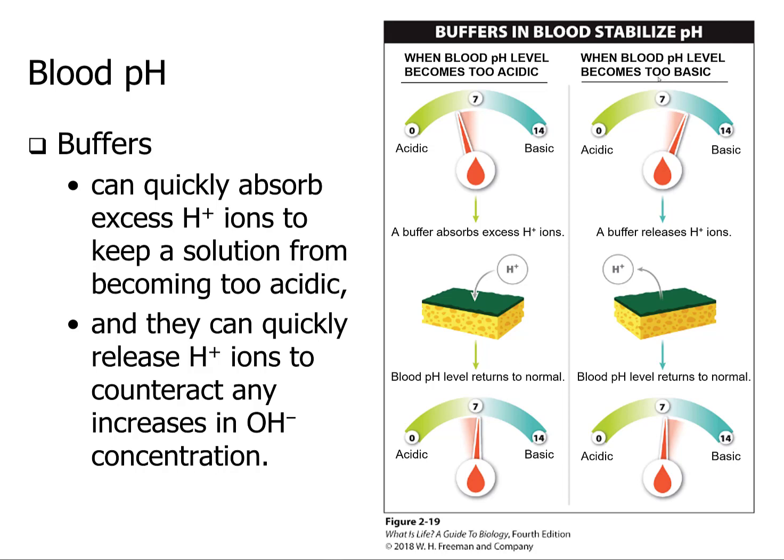When blood pH becomes too basic, or you have metabolic alkalosis, the buffer releases hydrogen ions. So what you're trying to do is counteract some of the hydroxyl ions, and it forms water, and it returns the pH back to 7.4. So the buffers either absorb or release hydrogens as needed to maintain it.